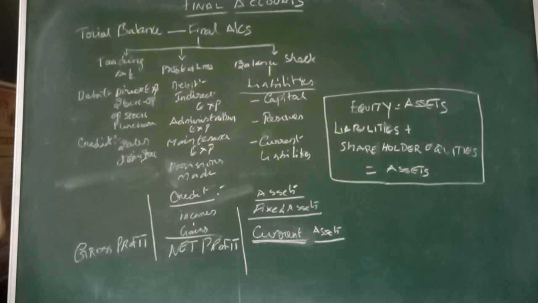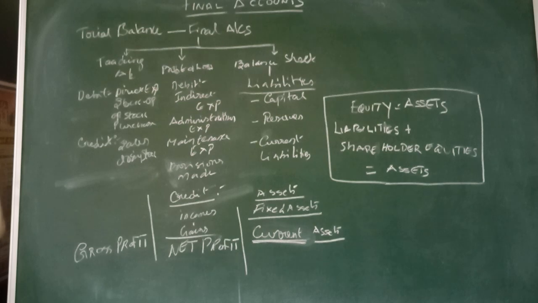What is a trading and P&L account? When the business is doing trading, all the purchases and sales, related expenses, opening stock and closing stock are entered in this account. That is why this is called a trading account. The second account is the profit and loss account. On one side of the profit and loss account we enter the losses and expenses, and on the other side we take the income and gains.